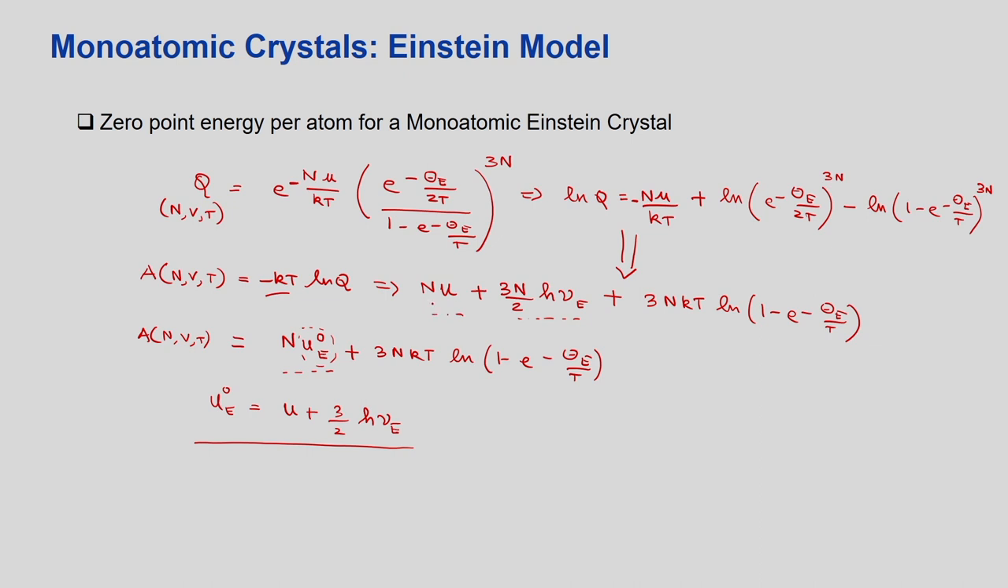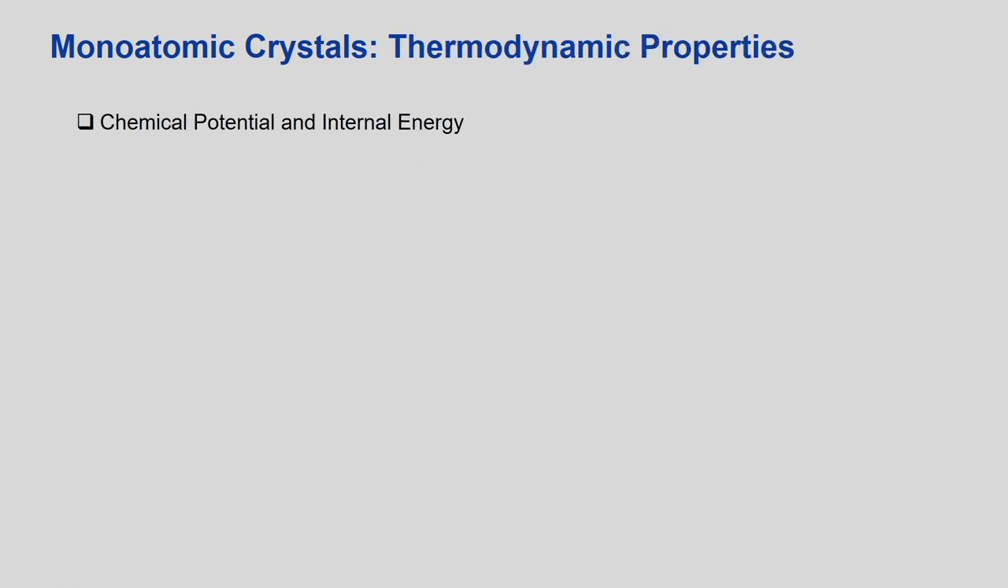So, you take n common here. So, u plus 3 h nu by 2, this is what is called the zero point energy per atom of a crystal. So, this is very simple, I am doing nothing but just writing out the results here. So, A is done. Now, let us move to other thermodynamic properties, chemical potential and internal energy.